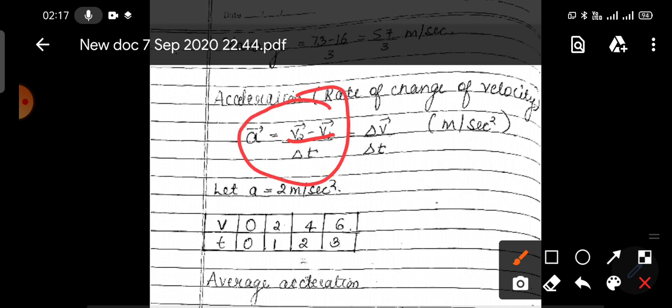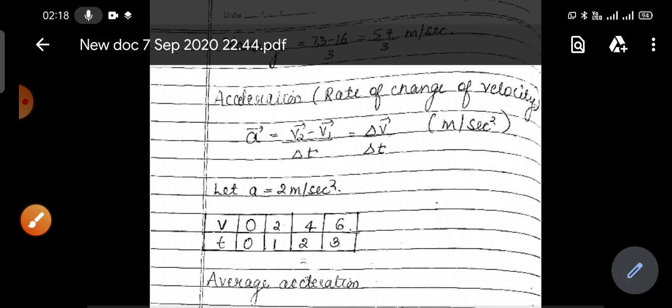So the acceleration formula is change in velocity divided by change in time. Its unit: the unit of velocity is meter per second, and the unit of time is second. So its unit is meter per second square.